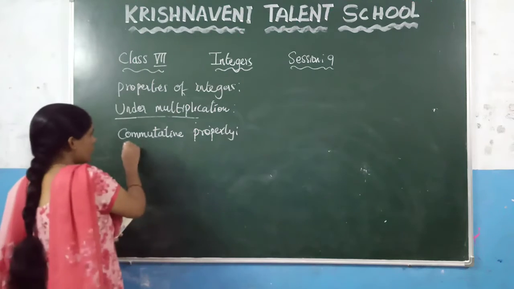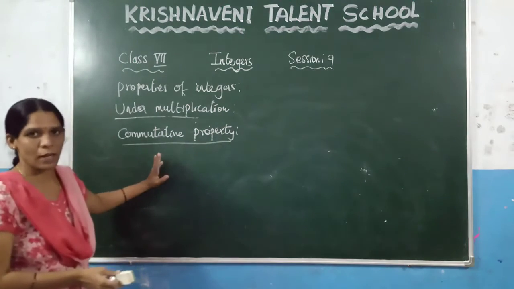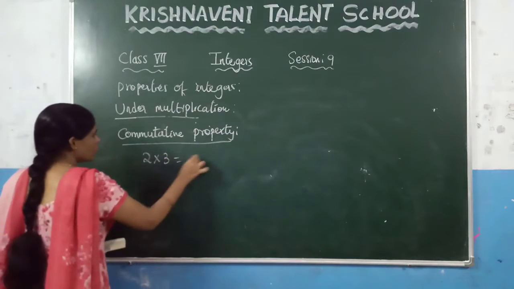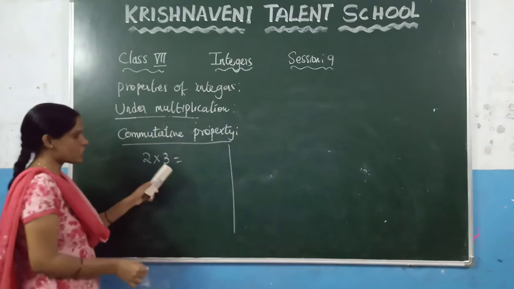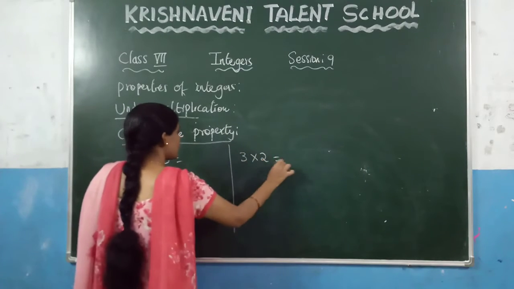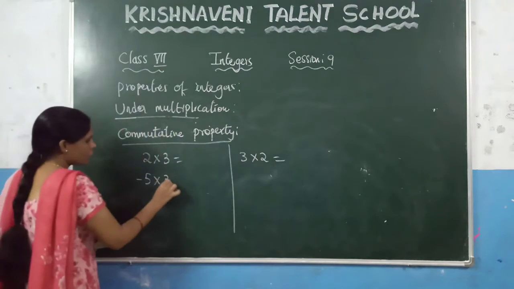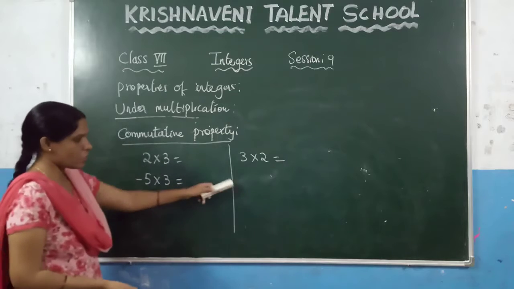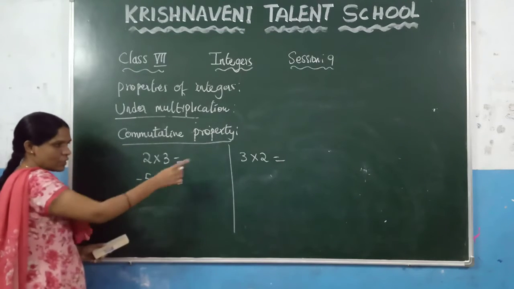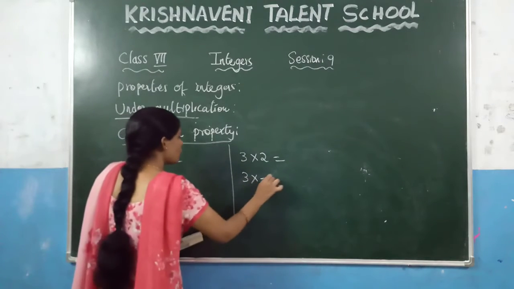Here, the property remains the same, just we are changing the operation. In the earlier session we discussed addition. Now we are discussing multiplication. Consider two numbers and multiply: 2 into 3. Here we just need to change the order, so you take 3 into 2. Again consider one more: minus 5 into 3. Change the order: there you have to write 3 into minus 5.